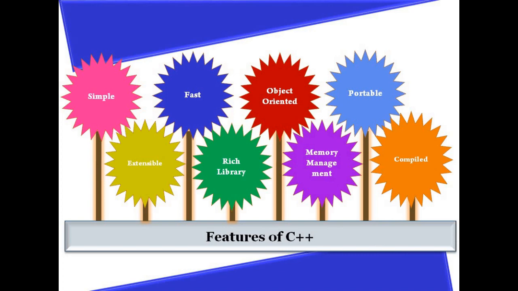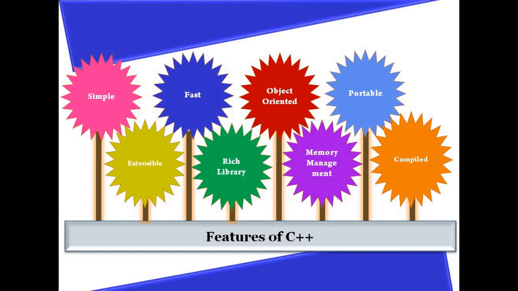Next, let's see the features of C++. I have listed some of the important features of C++. First feature is simple. That is, programs are simple to code, learn and understand. Second is fast. C++ programs are faster than many other programs. Third is object-oriented. C++ is an object-oriented programming language. And the next feature is portable, where C++ programs can be run on any system.